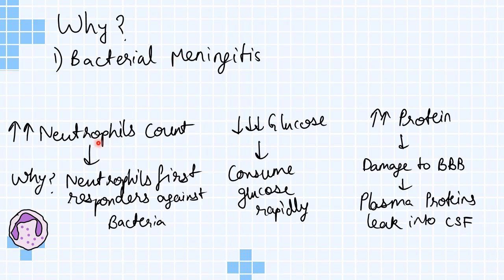Neutrophils increase because they are the first responders against bacterial infections. Glucose decreases because bacteria rapidly consume glucose. Protein increases because inflammation damages the blood-brain barrier, allowing plasma to leak into the CSF.